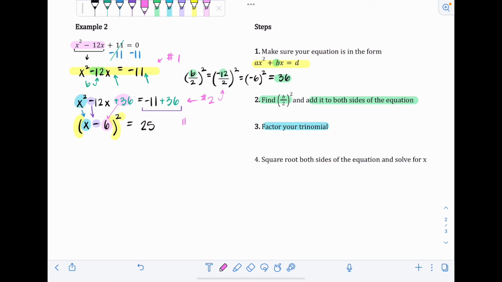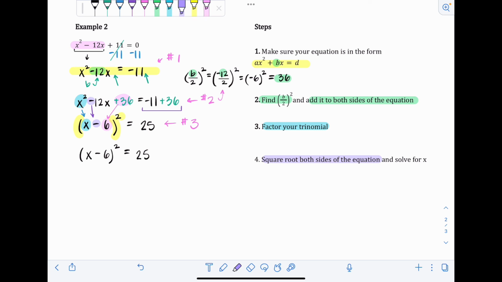So that was step number 3, factor your trinomial. And then I'm just going to leave that up there as is and rewrite that step again, just so I can keep that little pattern up there for you guys. So it's x minus 6 squared is equal to 25. And then we can move on to step 4. And step 4 says to square root both sides of the equation to solve for x.